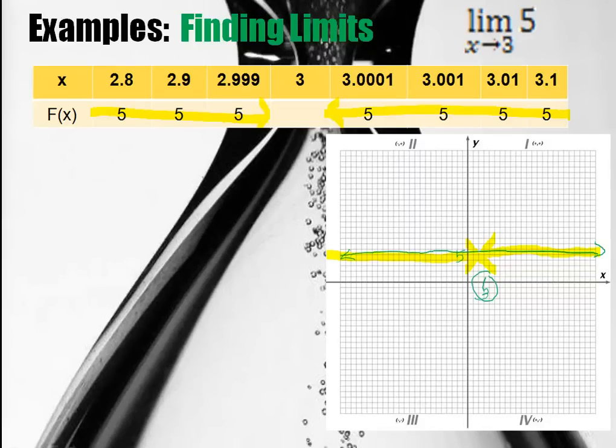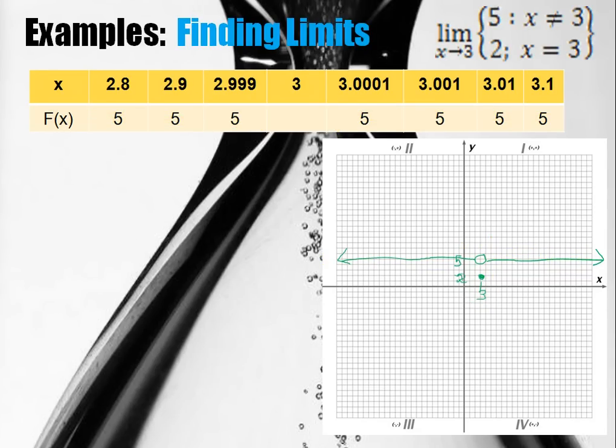So as you can see, my limit exists because from the left and from the right, my values approach the same value of y. So I look at that and I say, okay, no matter what x is, my y value is always 5. Therefore, the limit as x approaches 3 of my constant 5 is that constant 5. And that's how I write my answer.